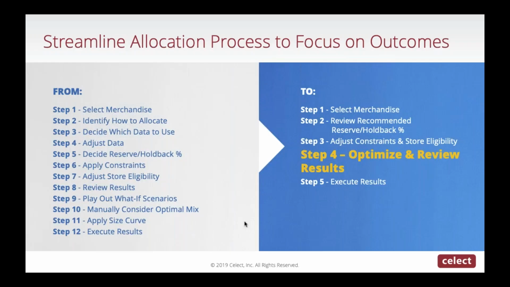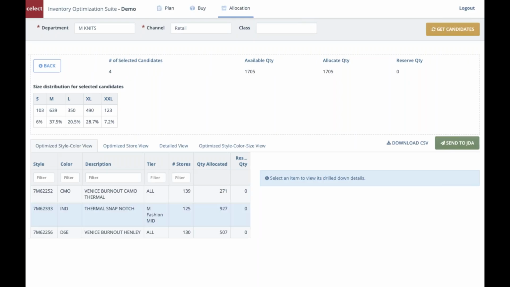Okay, so we've been optimizing in the background. Let's take a look at what the outcome was. I'm going to walk you through the results screen and give you a sense of how you can look at the recommendations that Select has made. The first thing is the results are now organized into 4 specific tabs. I'm going to start at the highest level, the style color view.